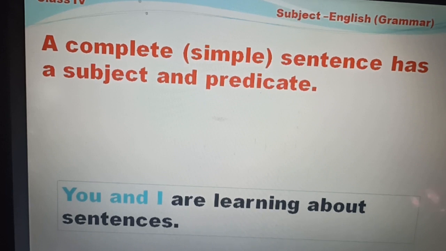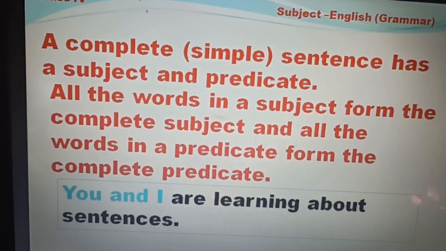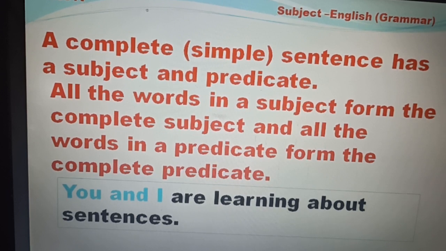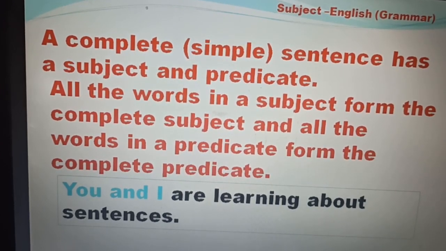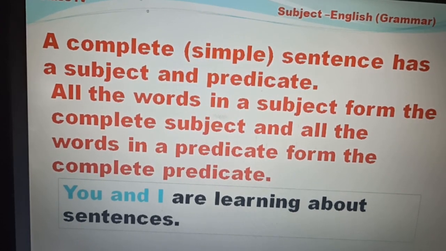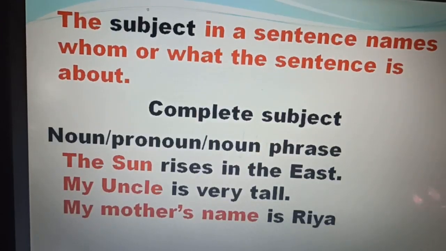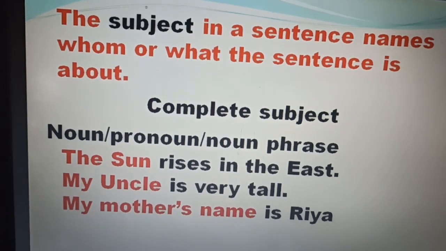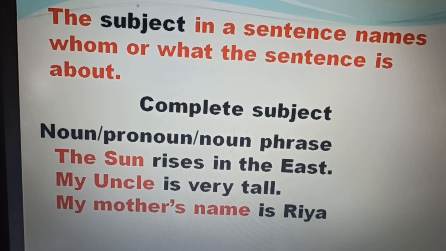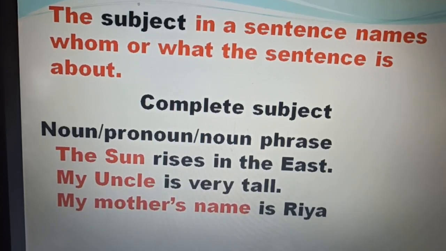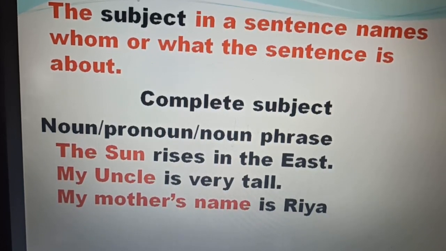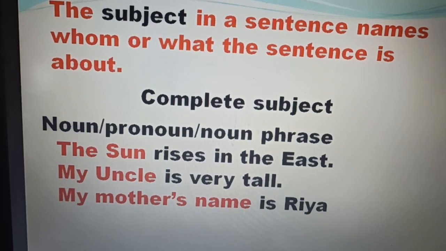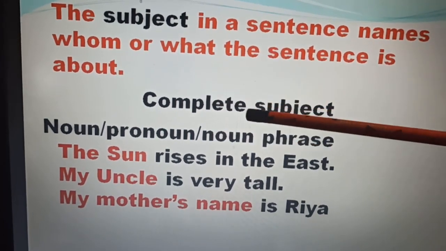Now, I am going to tell you how. All the words in the subject form the complete subject. जितने भी वर्ड सब्जेक्ट में होते हैं वो कंप्लीट सब्जेक्ट बनाते हैं और जितने भी वर्ड्स प्रेडिकेट में होते हैं वे फॉर्म कंप्लीट प्रेडिकेट. Now the subject in a sentence names whom or what the sentence is about. सेंटेंस जिसके बारे में है वो उसके सब्जेक्ट का बोध कराता है.